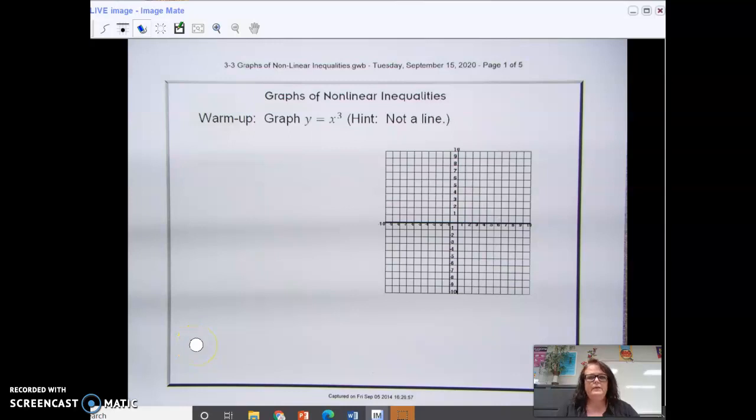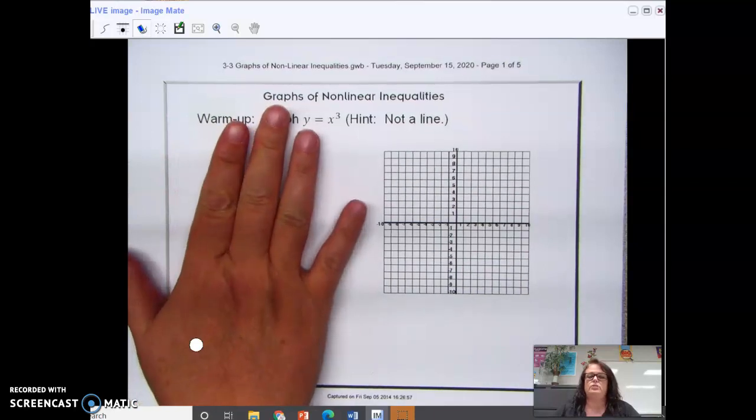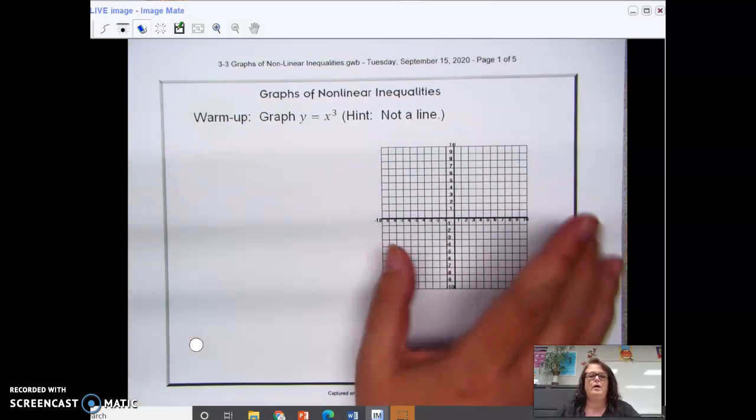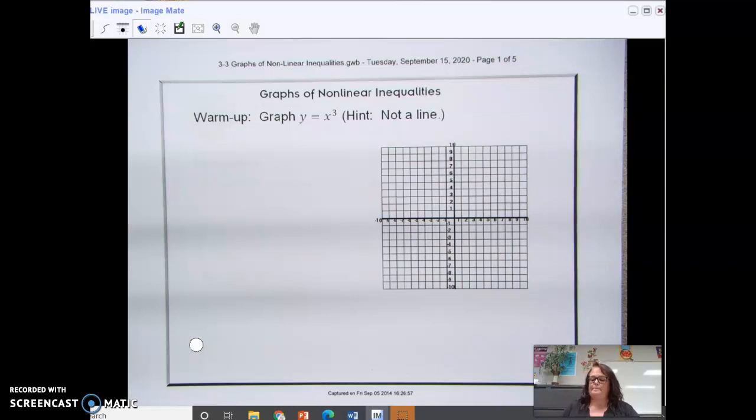So we are moving into 3-3, which is going to be talking about graphs of nonlinear inequalities. So this will piggyback the 1-8 lesson. So the first thing I want you to do is pause the video and see if you can graph the line y = x minus 3. And the goal is to not do an xy chart, to just graph it on the graph. So pause the video and go ahead and do that.